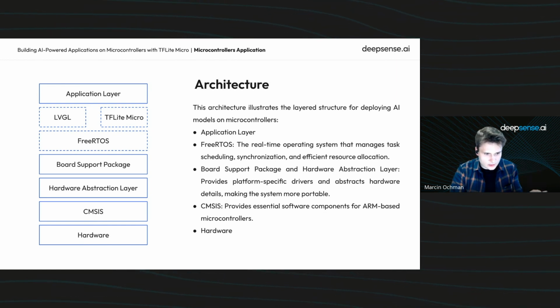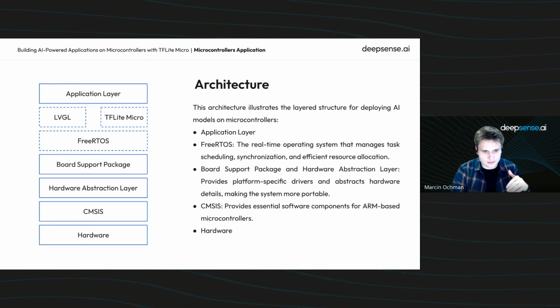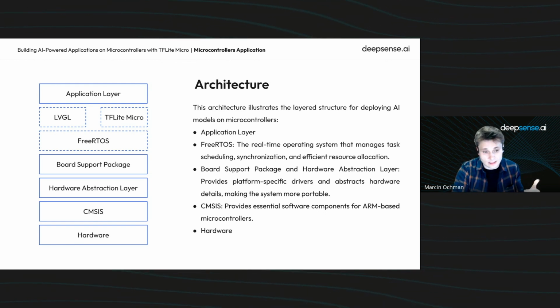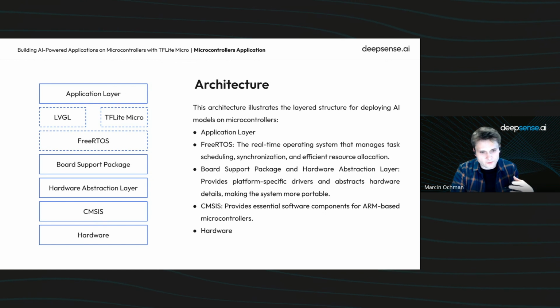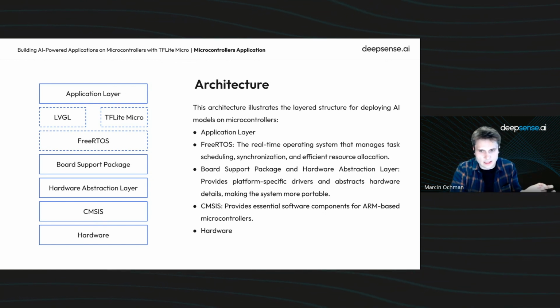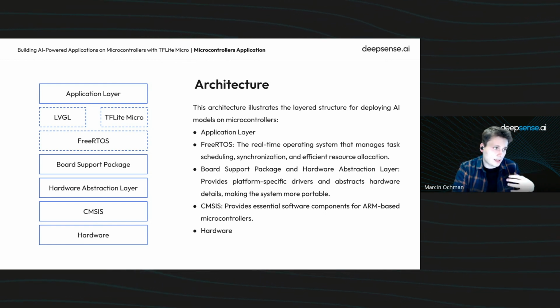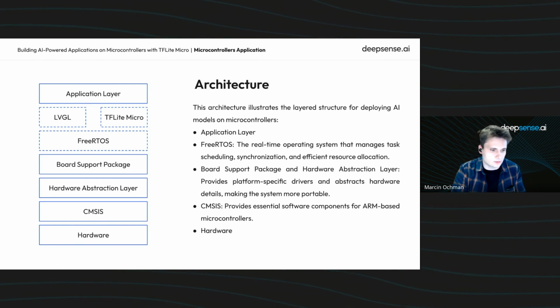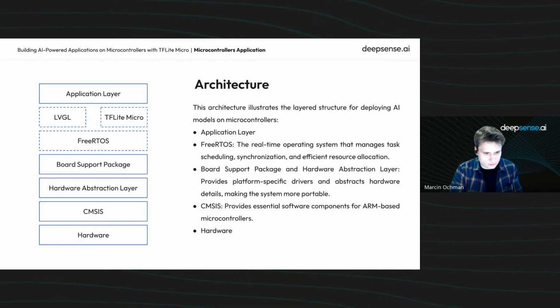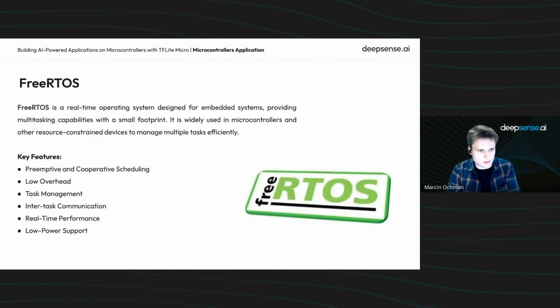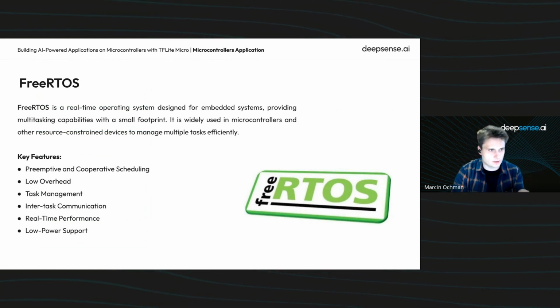Additionally, the dashed line in the architecture indicates that those are optional components. That means that depending on the application, certain features like LVGL for GUI rendering or specific AI functionality may or may not be included, or just changed to another library. This layered approach is particularly important because we will create a similar architecture during our demo. And let's move to FreeRTOS.